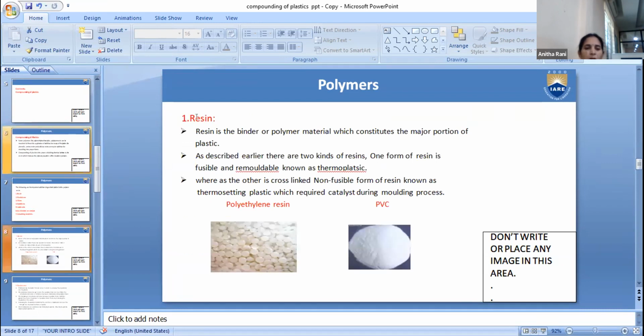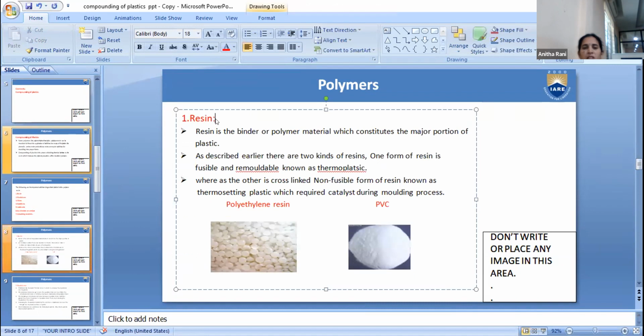So first one, resin. The resin is the binder or polymer material, which constitutes the major portion of the plastic. It means you will take about 90% resin and add 10% other ingredients, then you can go for molding the article. So the major portion of the plastic is resin.